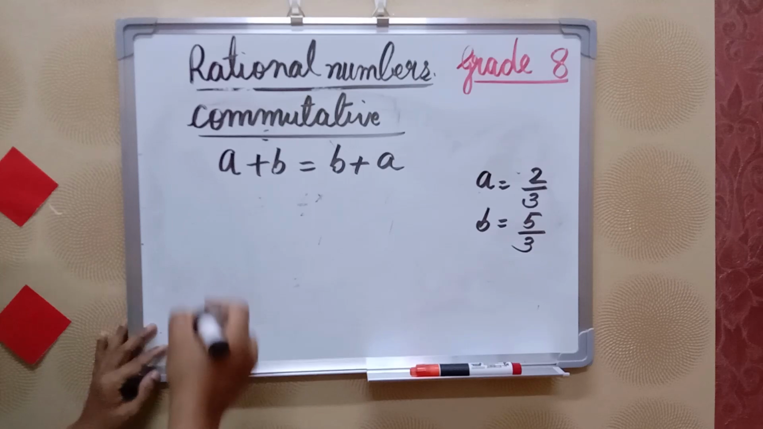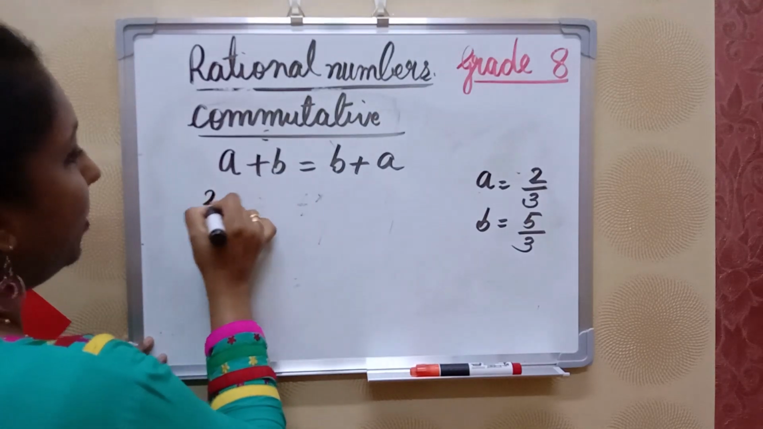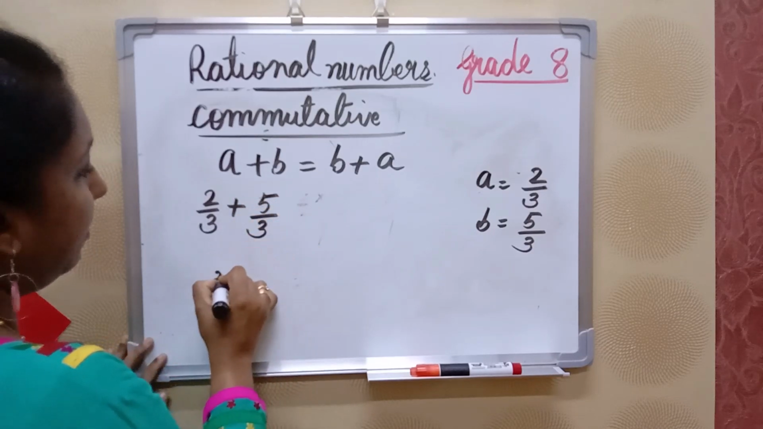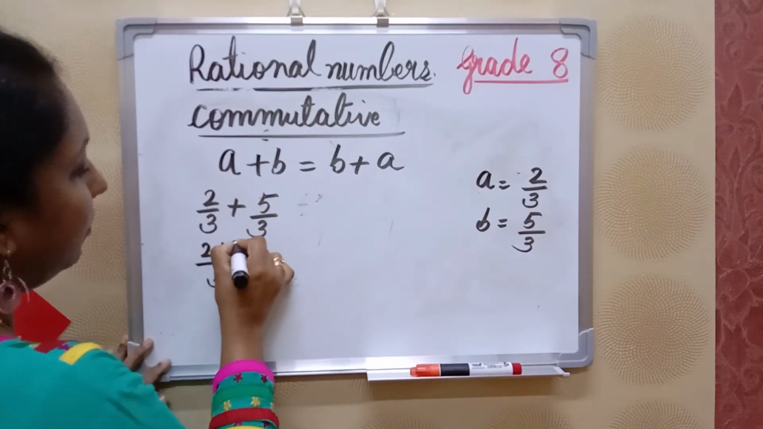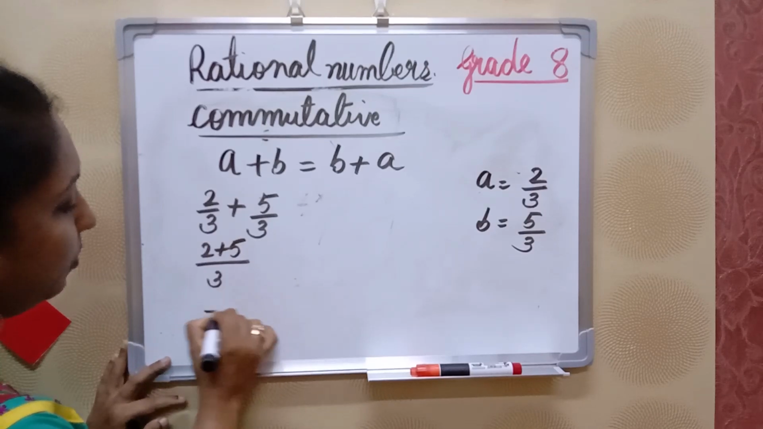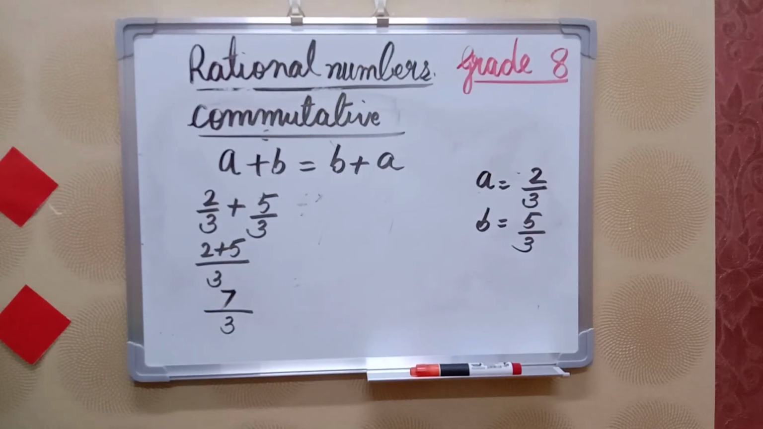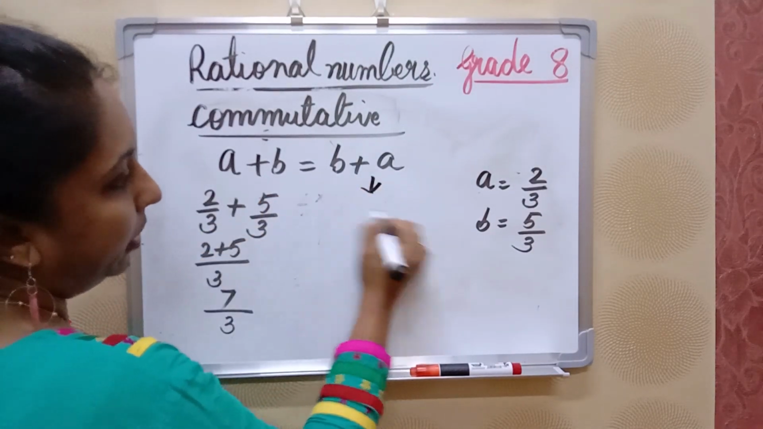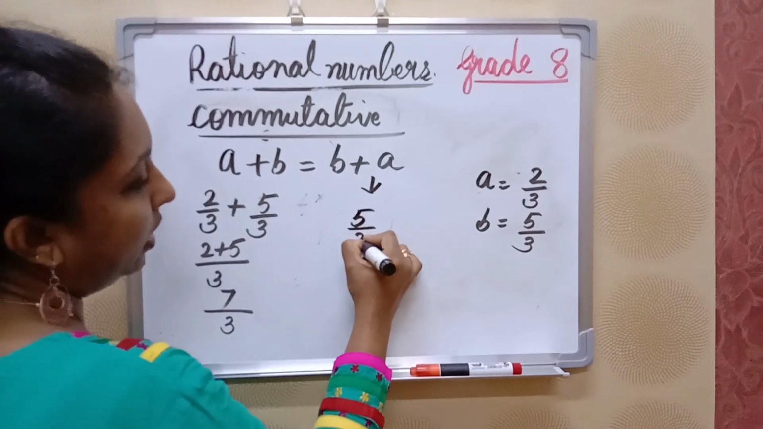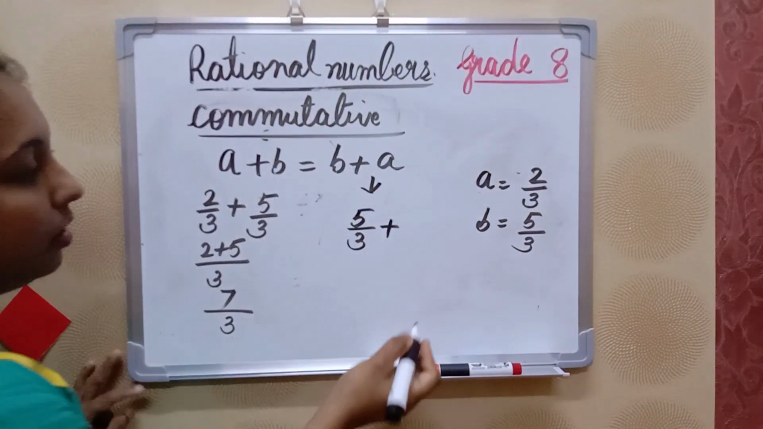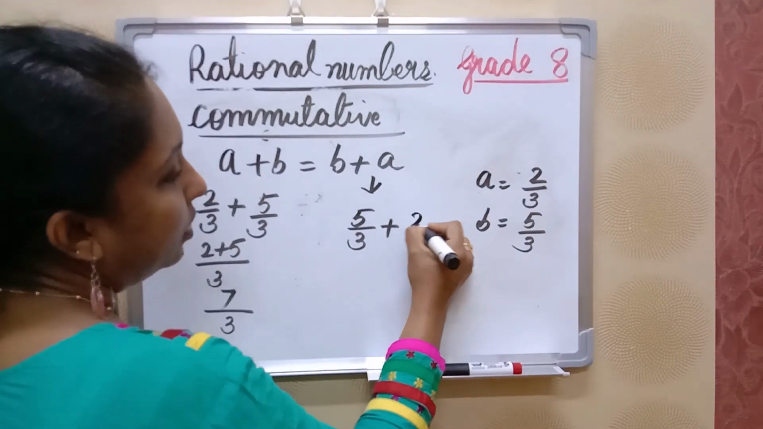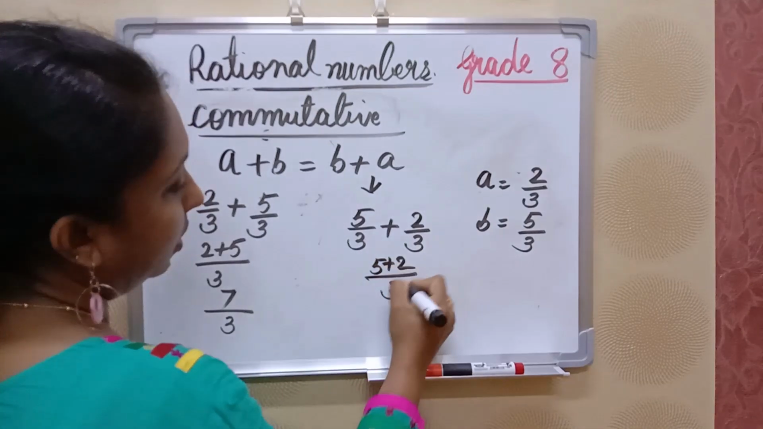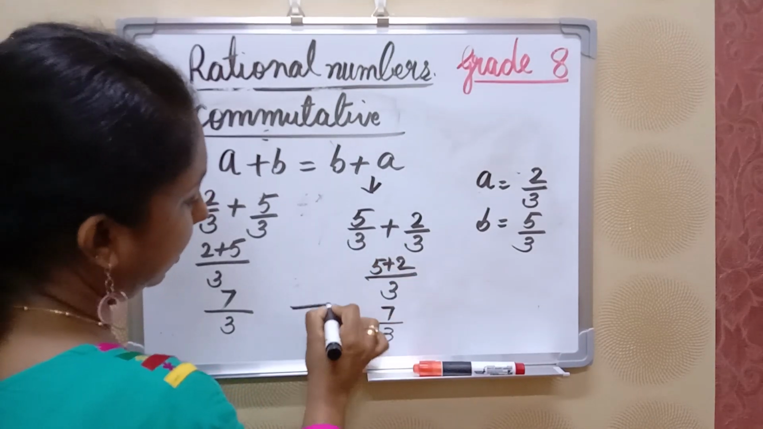Then A plus B, LHS: 2 by 3 plus 5 by 3. That is 2 plus 5 upon 3. Denominator is 3, numerator is 7, so 7 by 3. Then B plus A I am going to do. In any order we can add rational numbers. 5 by 3 plus 2 by 3, that is 5 plus 2 upon 3, which is 7 by 3.